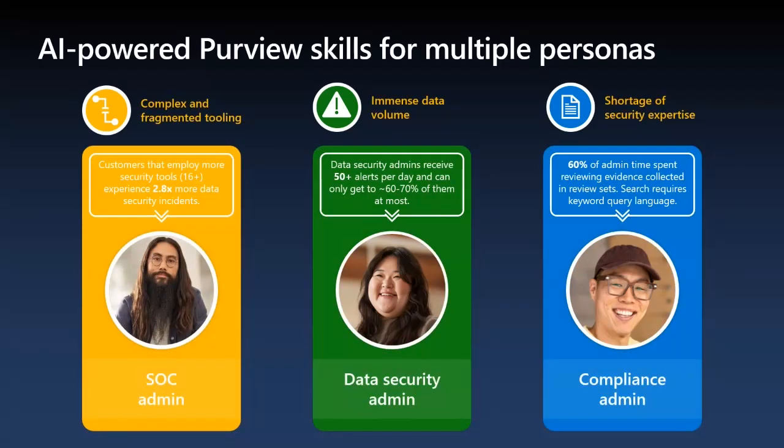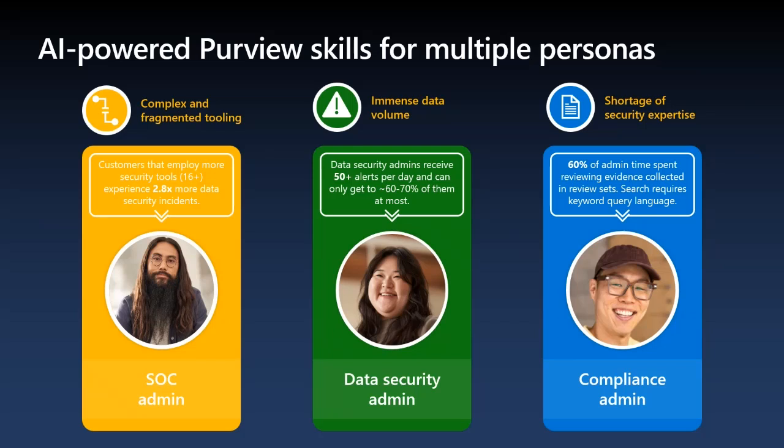When we look at this in the context of Purview skills, we've got multiple personas. We've got our SOC personas, folks that maybe work in complex, fragmented tool environments. Maybe they've got lots of different tools that they work within. How can Copilot for Security be that central place they can go to identify incidents across multiple solutions and do the investigation that they need? I'll show an example of that later too.